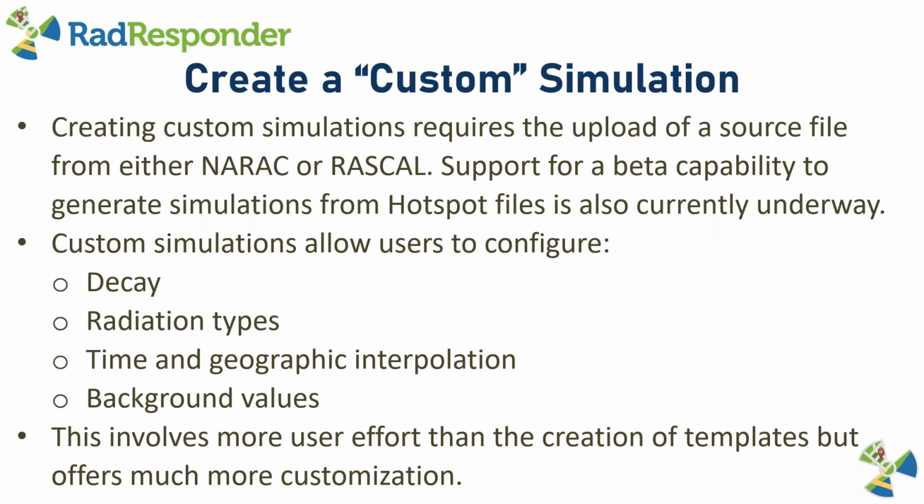Like we said at the outset, creating custom simulations requires the upload of a source file from either NARAC or Rascal. And again, there's going to be a forthcoming beta capability for Hotspot. Custom simulations allow you to configure decay, radiation types, time and geographic interpolation, and your background values. So again, this allows users more configurability. It is a bit more effort, but you get, again, more control over what's happening with the simulation.